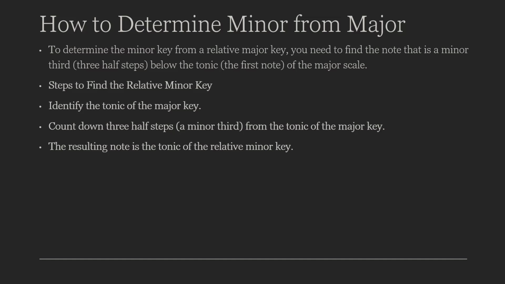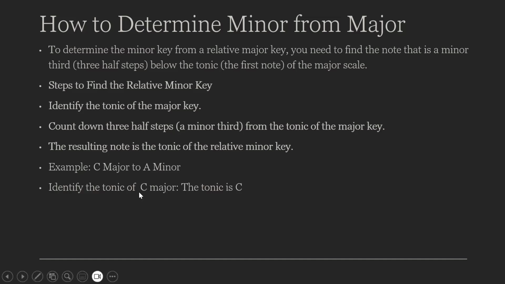Okay? Becomes the tonic of the minor key, which is what? A minor. So, for example, which we did now, we said C major to A minor. Identify the tonic of C major, which the tonic is what? C.